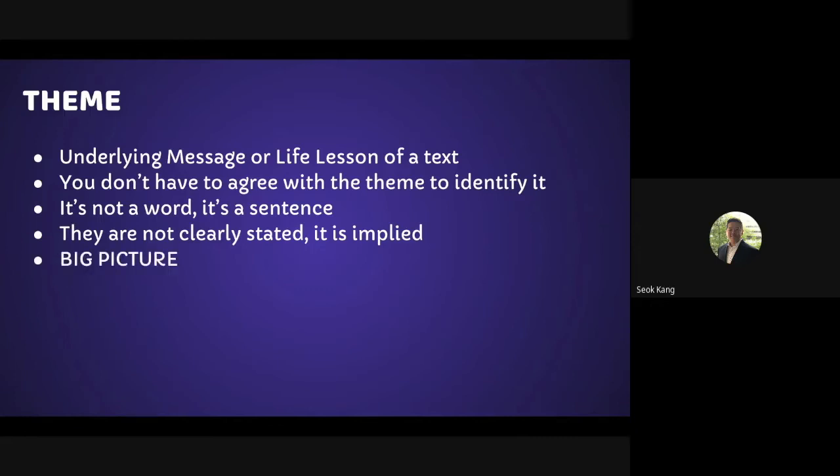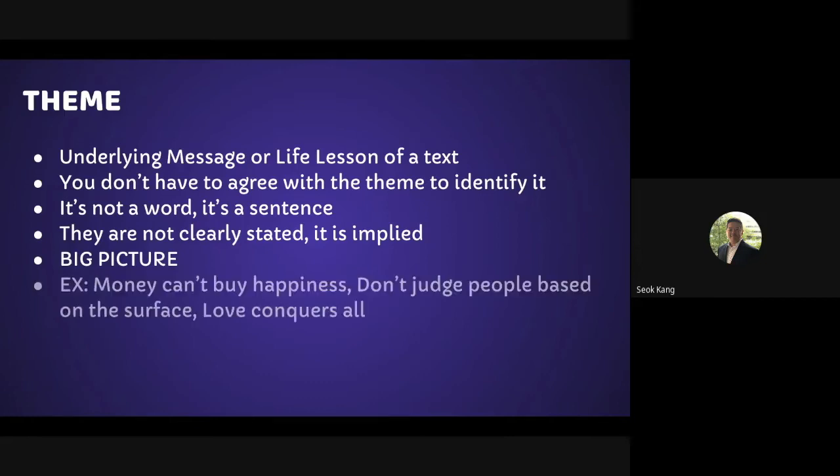It's sort of the big picture of the story, right? What are you trying to learn from the text? Some examples of some universal themes that are commonly out there and always stated: money can't buy happiness, don't judge people based on the surface, like don't judge a book by its cover, and love conquers all. As you can see, they're sentences. It's not just money, love, happiness.